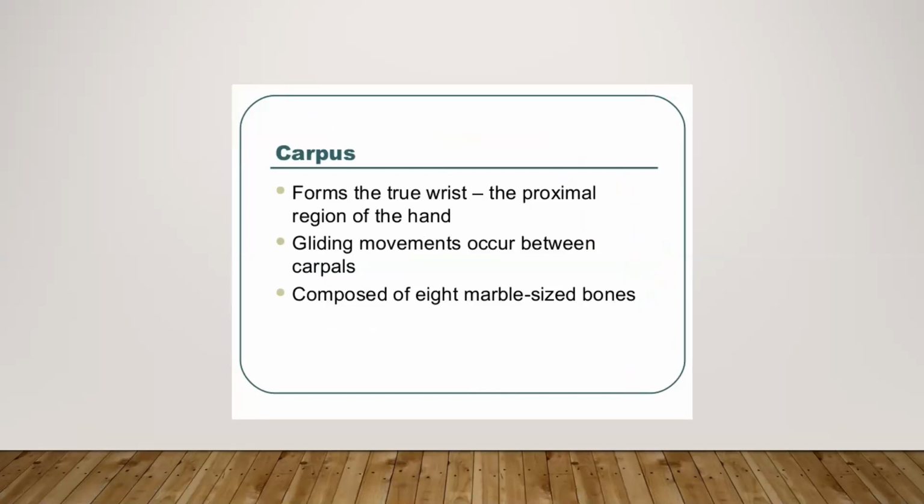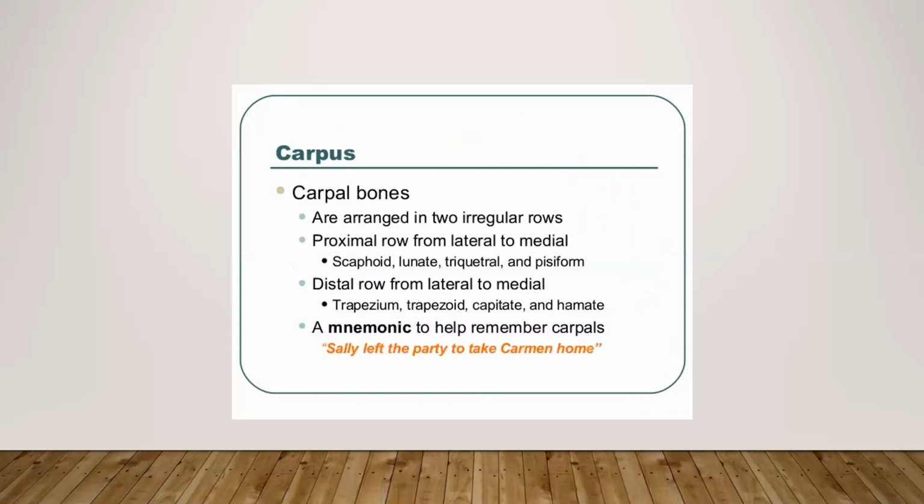The carpus forms the true wrist, the proximal region of the hand. Gliding movement occurs between the carpals, composed of 8 marble-sized bones. Carpal bones are arranged in 2 regular rows: the proximal row from lateral to medial and the distal row from lateral to medial. Scaphoid, lunate, triquetral, and pisiform in the 1st row; trapezium, trapezoid, capitate, and hamate in the 2nd row.